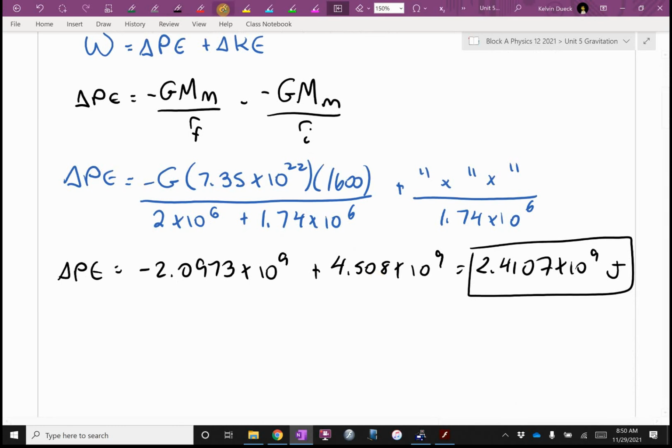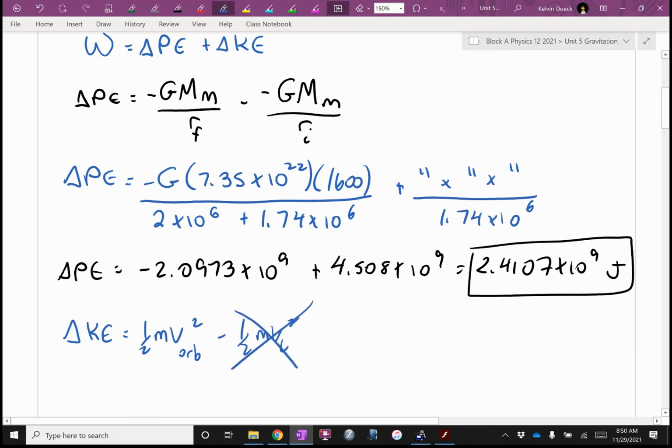I also need to find the change in kinetic energy. That's going to be a half m v orbit squared minus a half m v initial squared. We'll launch from the top of the pole, either south pole or north pole of the moon.